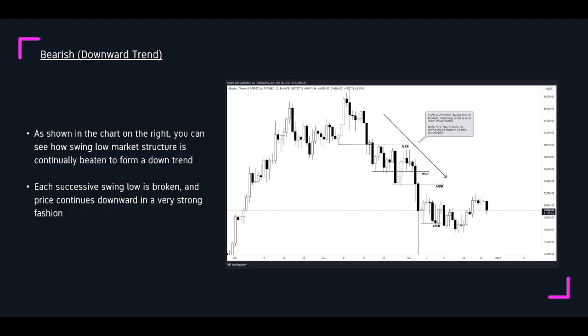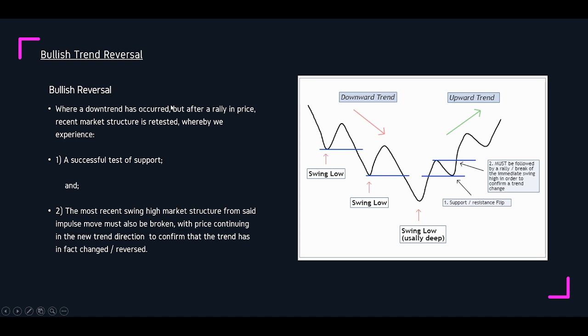So, bullish trend reversal. This is where we have both of what we've just learned in the form of a downtrend, which then turns to an uptrend. You'll have a swing low, comes down and through, and then you'll have a swing low, which is usually quite deep, which is typically a run on liquidity where stops are nestled, and then you have price that runs up through, retests some support, and then breaks through, and that's when it's confirmed to be a trend change.